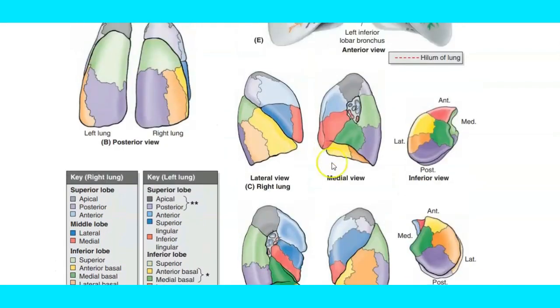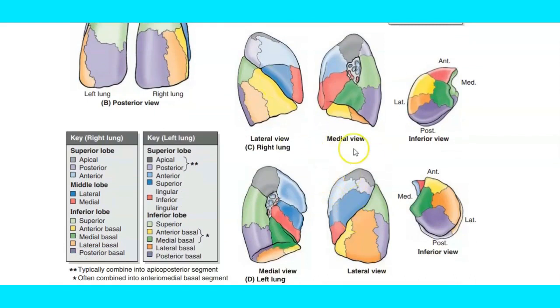So how do we number it? I believe you've been able to picture this, right? Gotten the picture of this. How do we number it? Let's look at the right side. Apical is 1, posterior is 2, anterior 3. Then let's go to the middle lobe. You have 4, 5. Now let's go to the inferior lobe. You have 6. Then for the anterior, 7, medial 8, then lateral 9, then posterior 10. Alright, so that's what you have here.